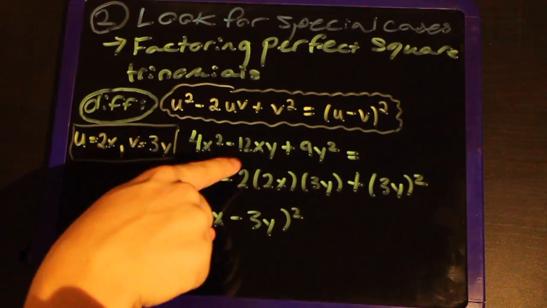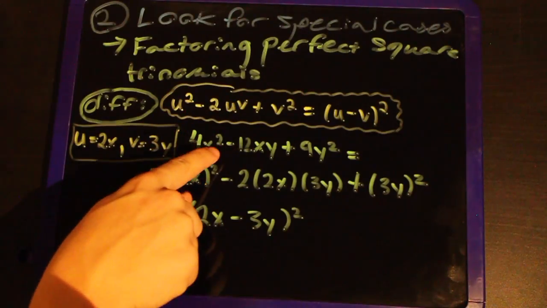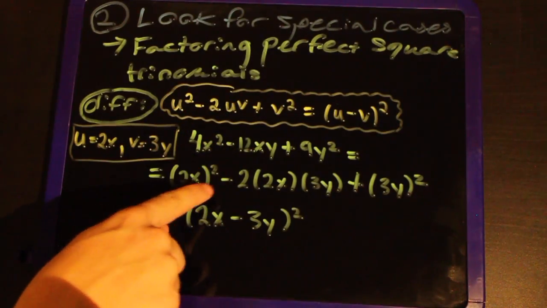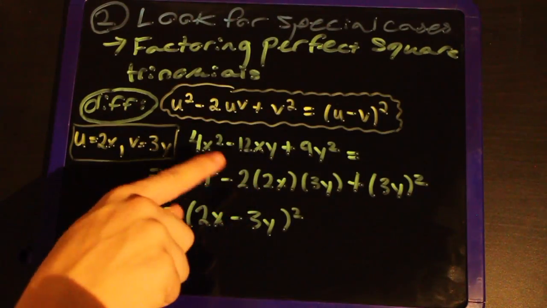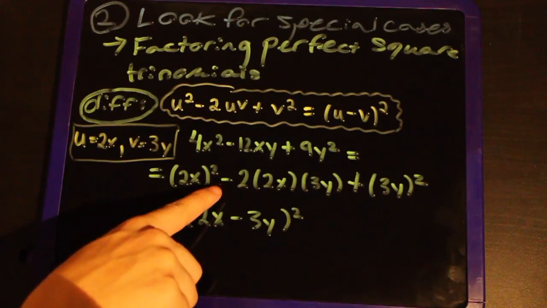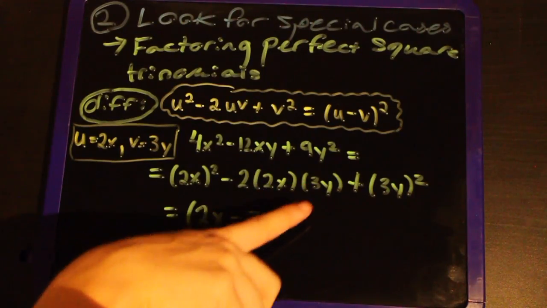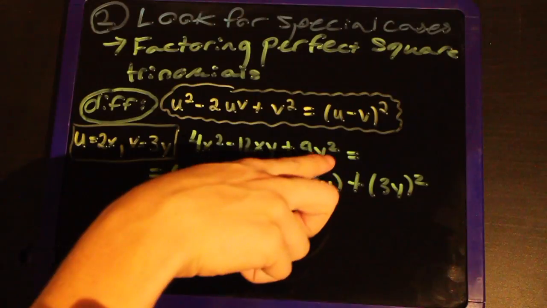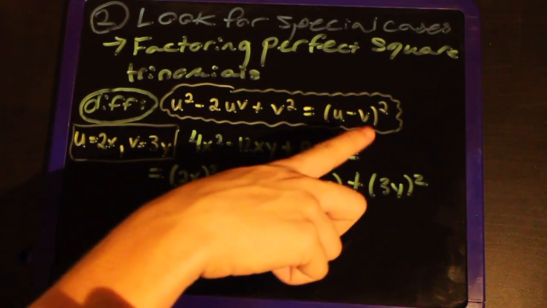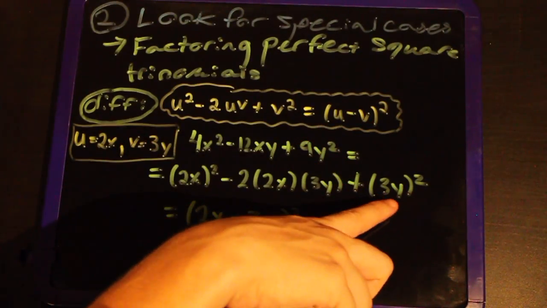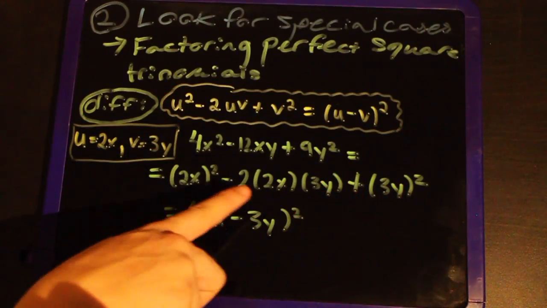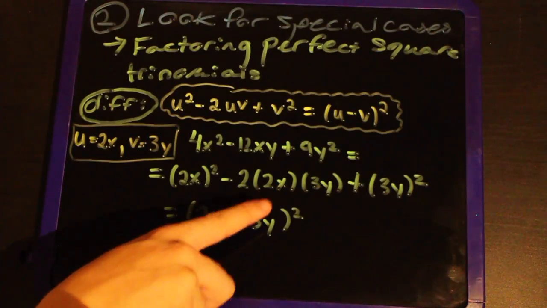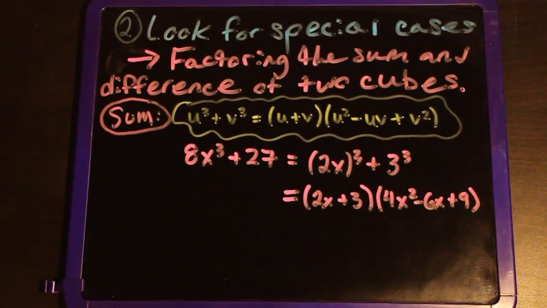So what we're just going to do is take this and plug it into our formula. So 4x squared is going to change into 2x squared. Our middle term of negative 12xy is going to change into negative 2(2x)(3y). And then our final term of 9y squared is just going to turn into 3y squared. And then when we simplify all of this at the end, we will end up with (2x minus 3y) squared for our result.